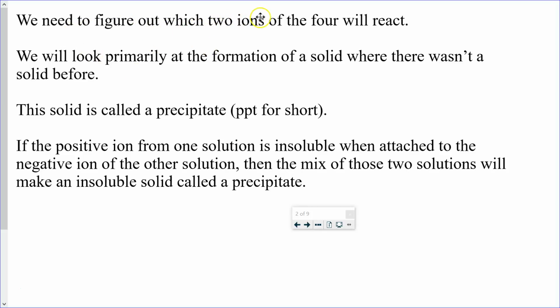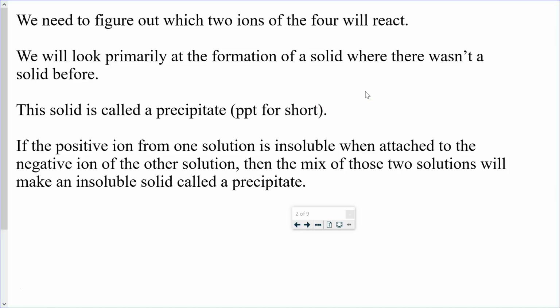Okay, so we can think about that and figure out which of those ions will actually react with one another. When we do this, we're primarily going to be looking at whether or not we get a solid. In other words, that's a precipitate. So a precipitation reaction, like I referenced earlier, is when you mix 2 solutions, and after you mix them, a solid actually falls out or forms from that solution, and that solid is called the precipitate.